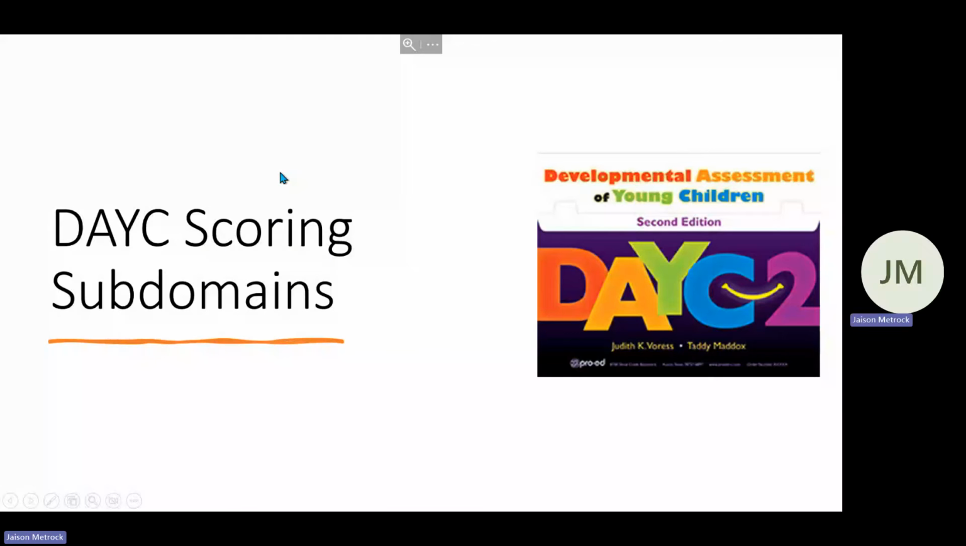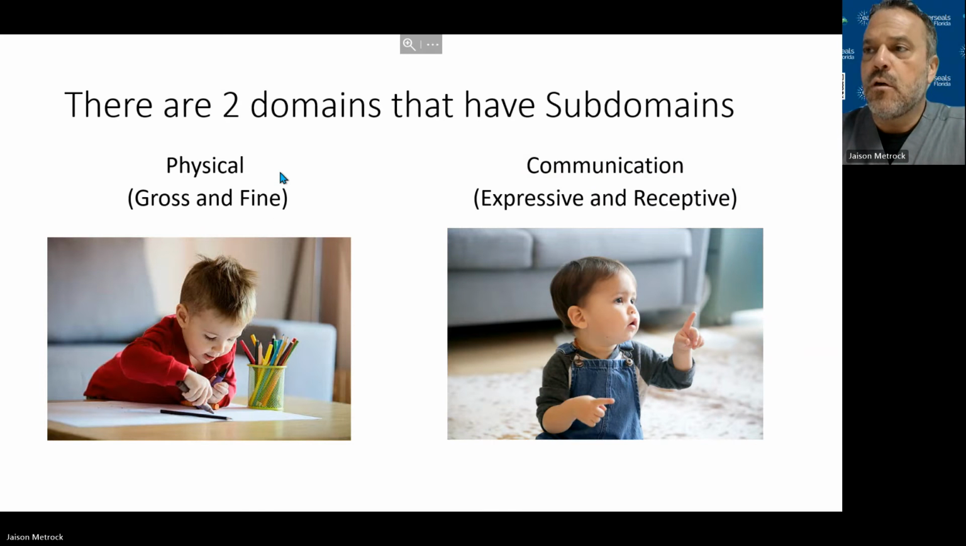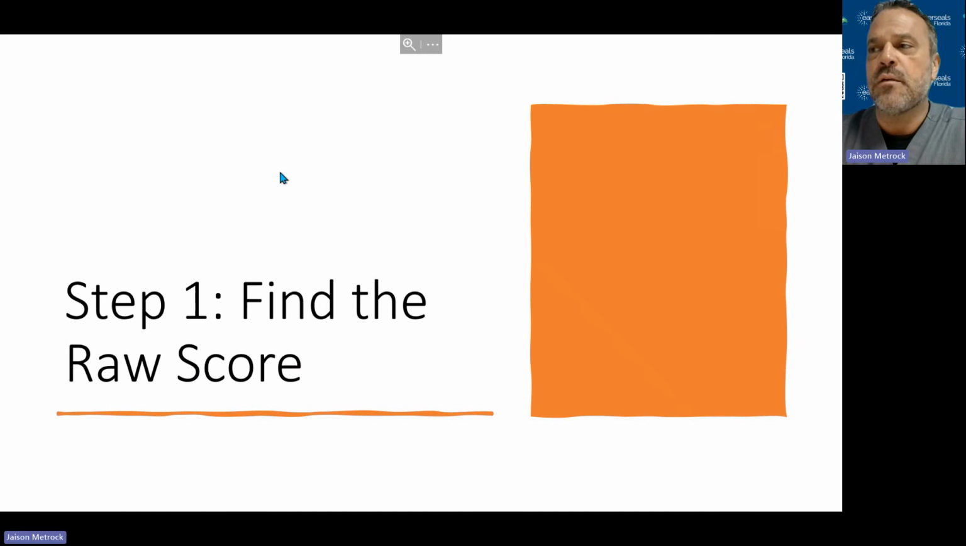The following is an overview on how to determine the scoring for the subdomains using the DAYC assessment. This is done in 4 steps. Looking at domains physical and communication, each domain has 2 subdomains. The physical domain contains the subdomains gross motor and fine motor, while the communication domain has the subdomains expressive language and receptive language. Step number 1, finding a raw score.